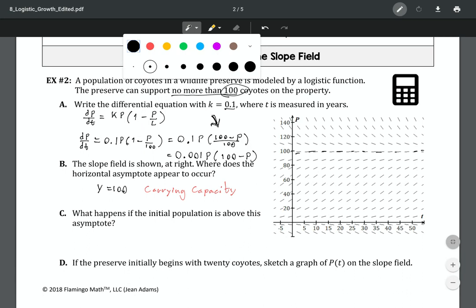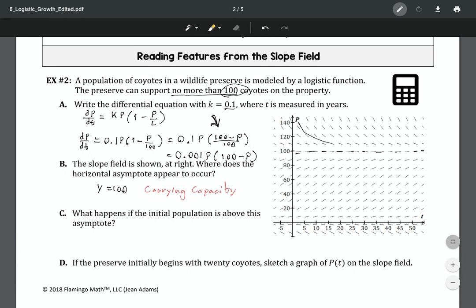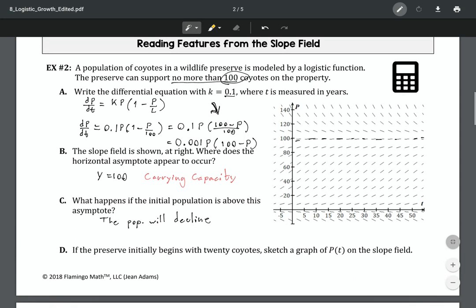Okay, so what happens if the initial population is above the asymptote? Well, like we said before, if it happens to be above the asymptote, you can see in the slope field that the population actually begins to decline. Let me erase this line because I don't need it, but that's the idea behind it. It will decline. It would be overpopulated for that preserve, right?